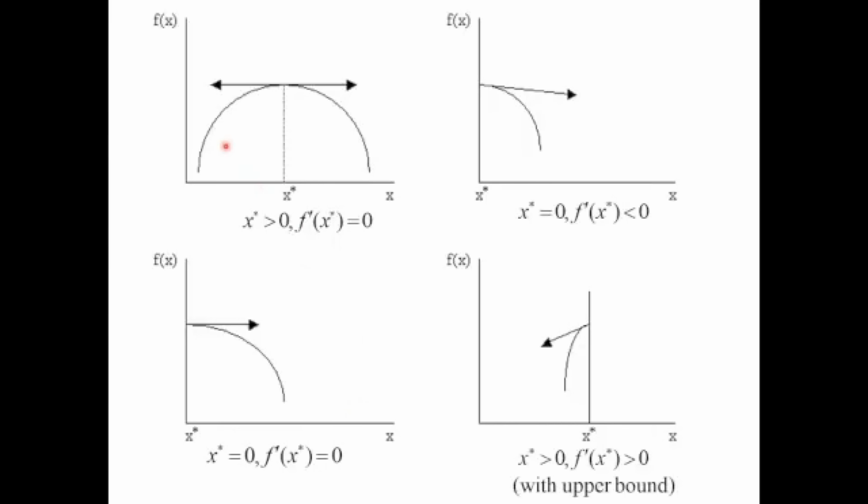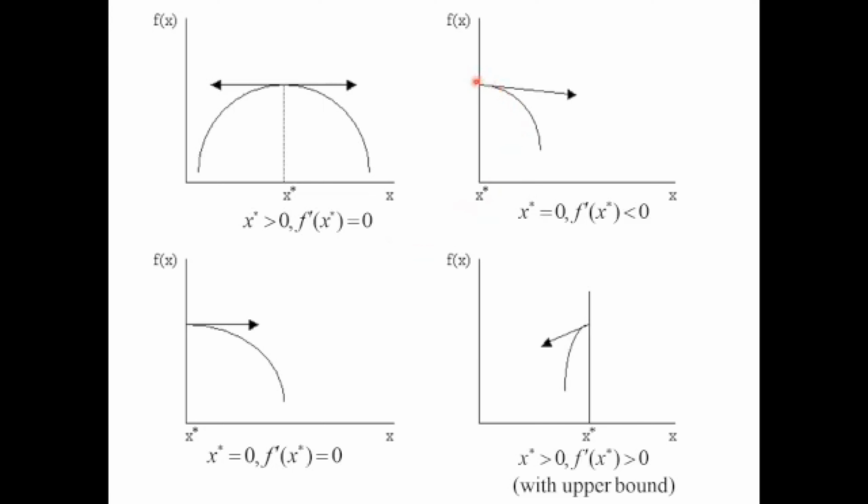So here we have a number of different cases. One is where we find the maximum of this function x at this point x star. So x star is greater than 0 and the first derivative of x star is equal to 0. And you'll notice that if we fall away on either side, that means that your second derivative has to be less than or equal to 0.